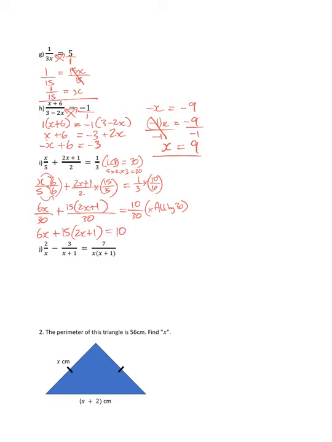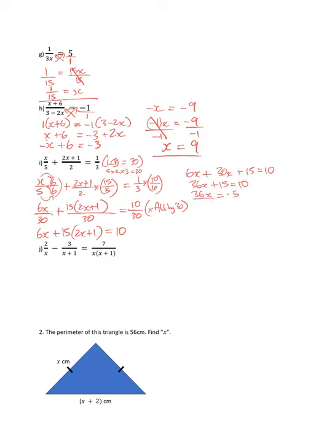Continue the working. On the left hand side, I'm going to expand the brackets, so 6x plus. What's 15 times 2x? That is 30x. What's 15 times by 1? 15, is equal to 10. I've got 6x's and 30x's, so I've got 36x's on the left-hand side. Plus 15 is 10. Get rid of the positive 15 by taking 15. 10 take 15 is negative 5.